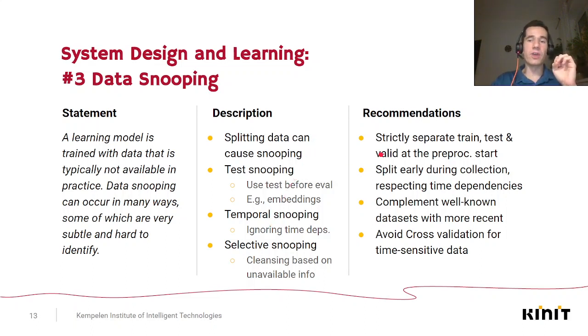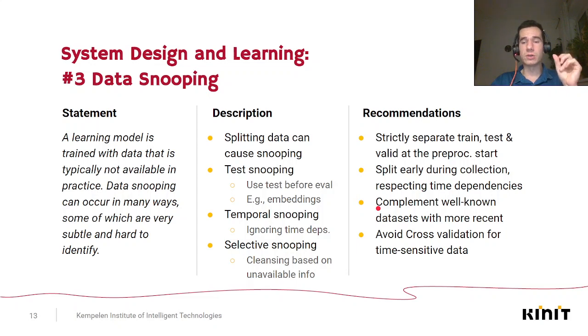We need to strictly separate our train, test, and validation data at the start of the preprocessing. So separate them first, then do the preprocessing. We need to split early during the data collection, and we need to respect the time dependencies that are there.